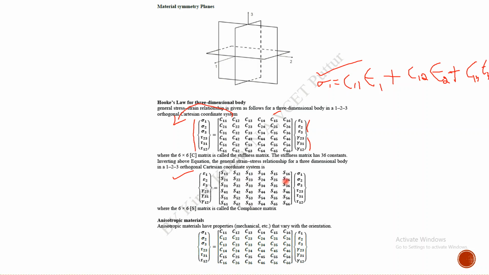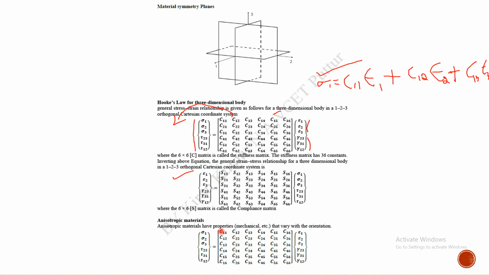When you go for the general relations, usually these types of materials exist, but in order to make things simpler, we choose the material symmetry concept. If I choose the material symmetry concept, the first material that comes is anisotropic materials. Whenever you take a material, I can inscribe the material symmetry planes.